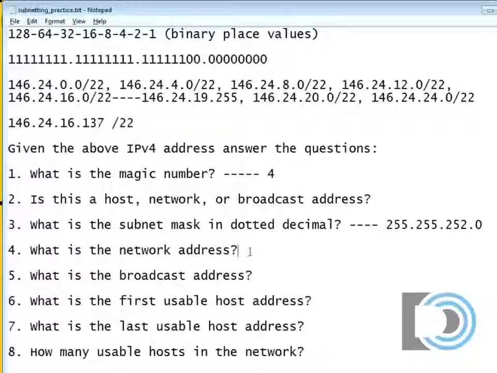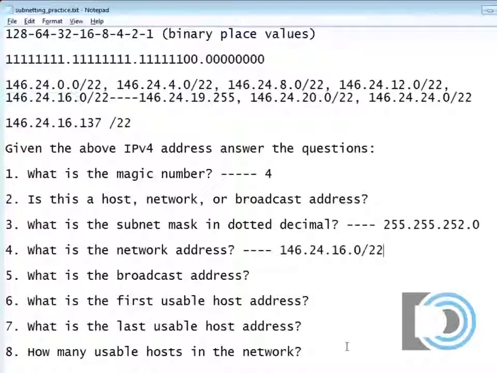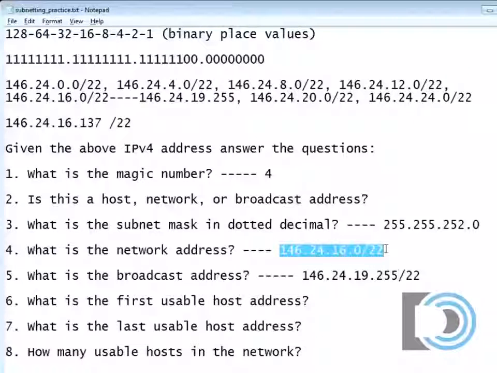Guess what I just did? I found the range. So guess now I found what? The network address. The network address is 146.24.16.0. What is the broadcast address? Well, the next network is 20, so this is going to have to go all the way up to 19.255 before we get to the end, right? That's the end of the range.